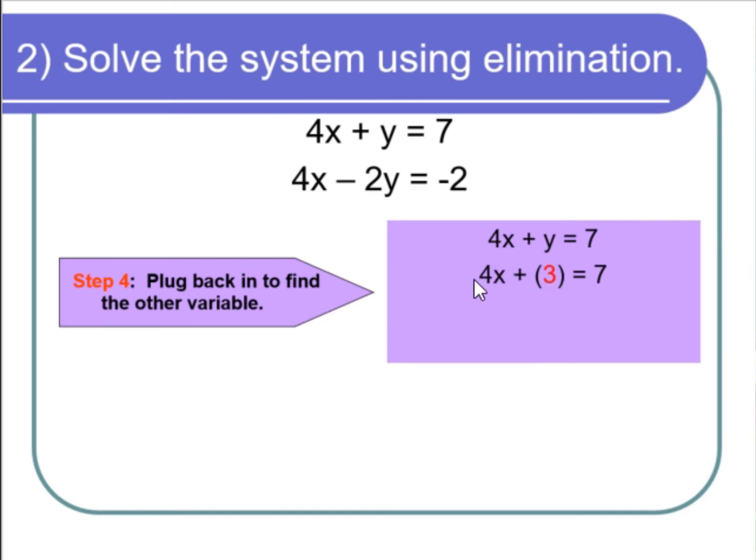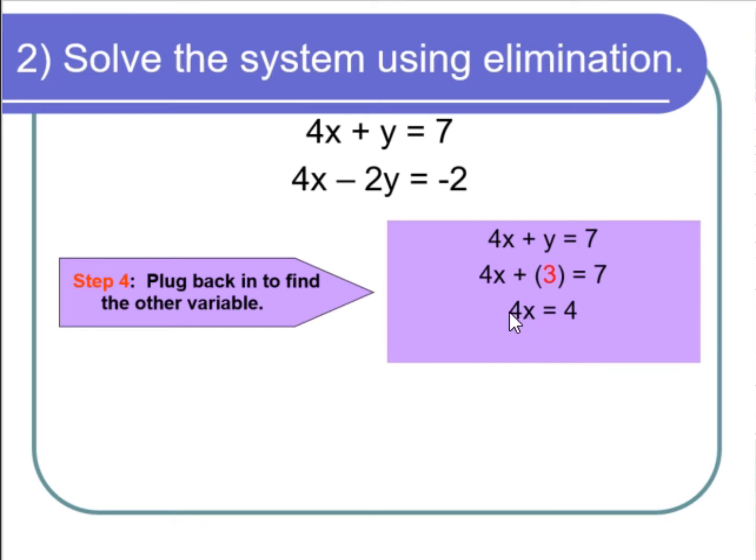Then, we need to move positive 3 to the other side of the equation, and that is by using the addition property of equality. Positive 3 will become negative 3. Our equation now will become 4x is equal to 7 minus 3, and 7 minus 3 is equal to 4. So 4x is equal to 4.